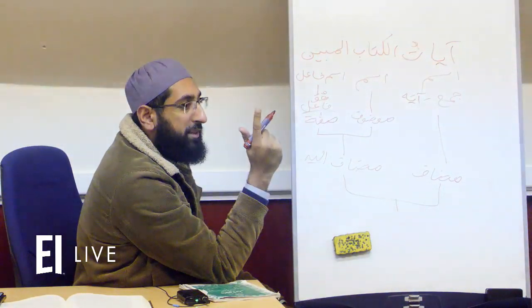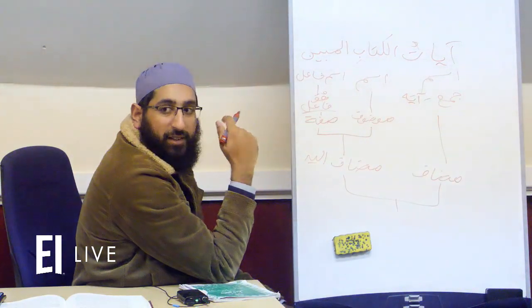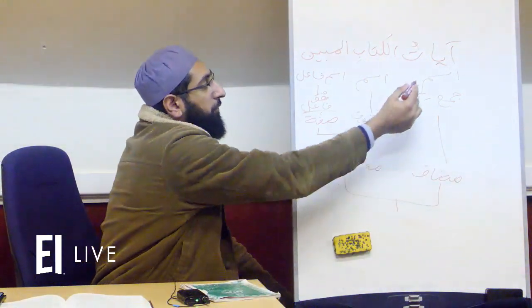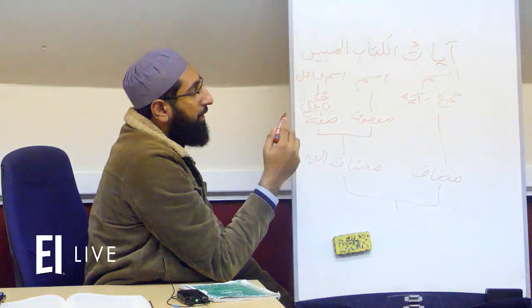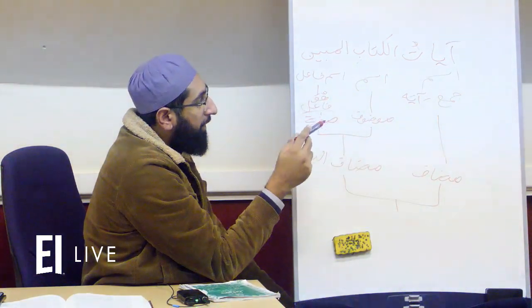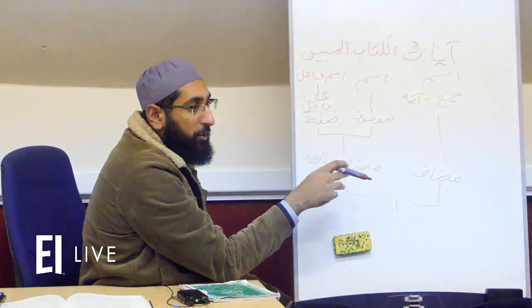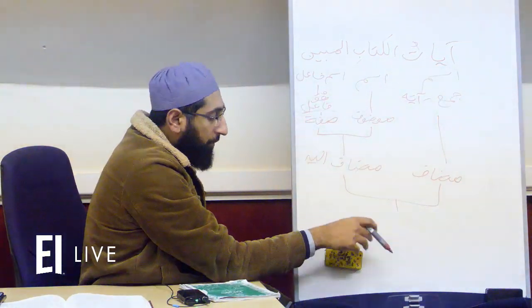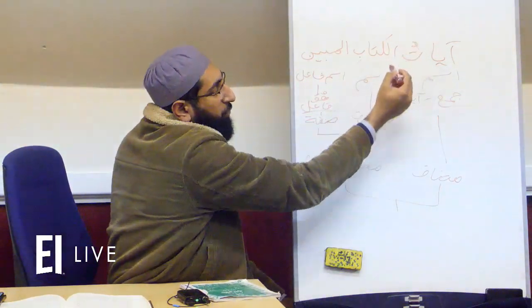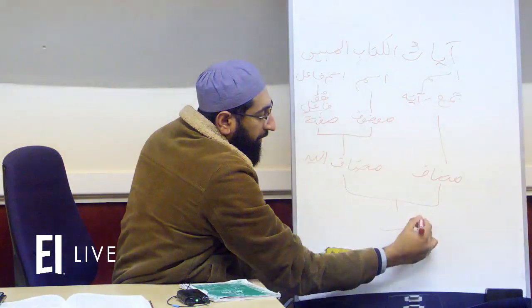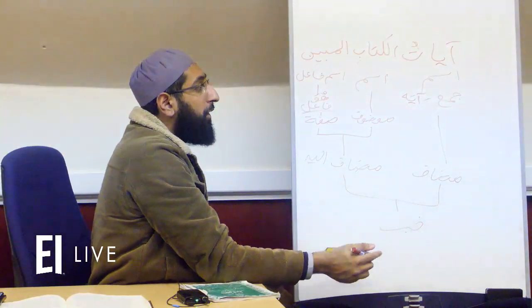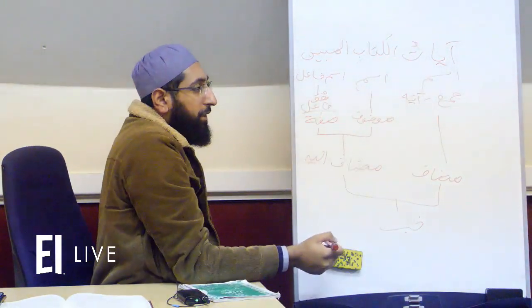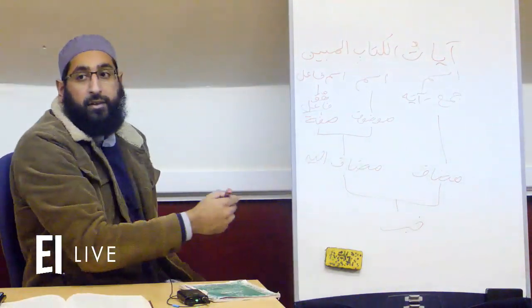Remember, tilka was mubtada. So now we've got the rest of the sentence. Ayatul kitabil mubin. So therefore we got mudaf and mudaf ilay. What will it become? Khabar. That's why ayatu has a tu, because it's khabar. Every khabar is marfu. That's why the tu's got a dhamma on it. Yes? Do you understand that?